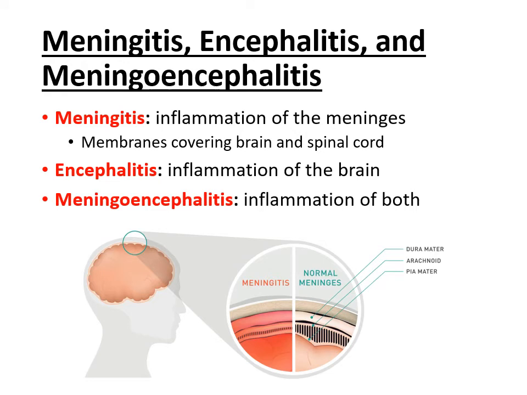Now, speaking of encephalitis, there are a few terms I want you to know. Meningitis is when the infection causes inflammation of the meninges, those membranes that are covering the brain and the spinal cord. Whereas encephalitis, which we've mentioned earlier, is when the infection is inflammation of the brain. And then you have meningoencephalitis, which is basically when both the meninges, the membranes, as well as the brain become infected and inflamed.